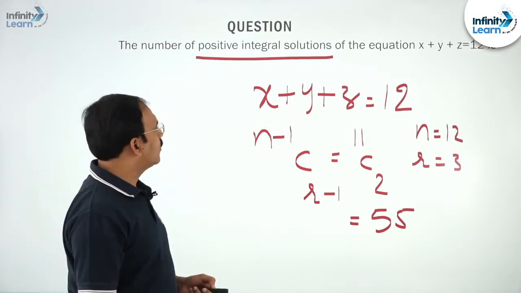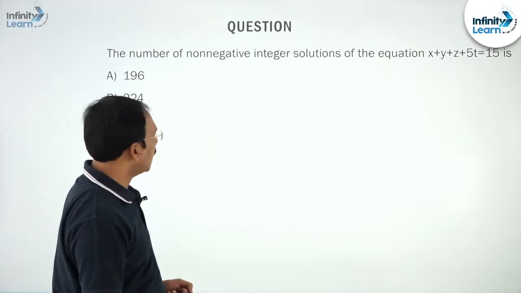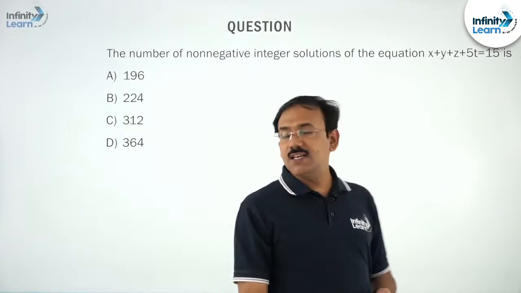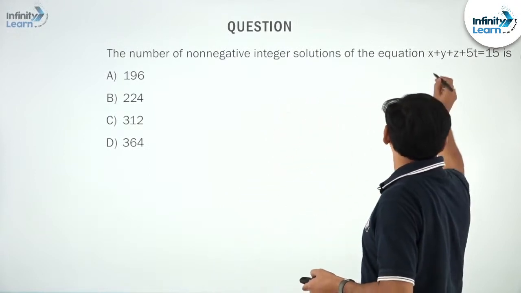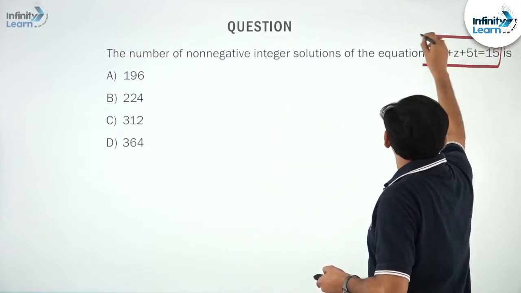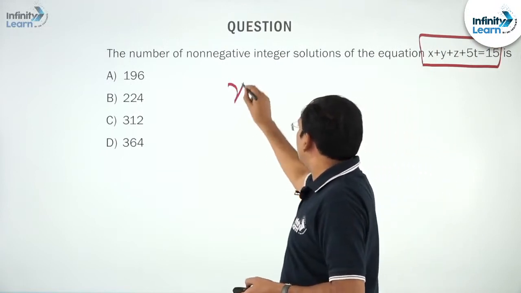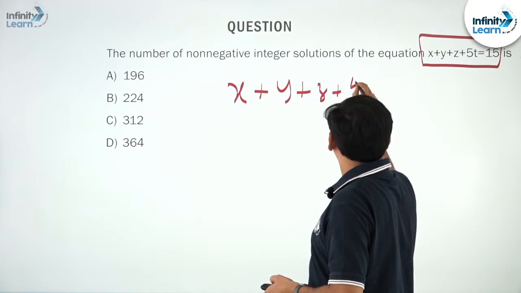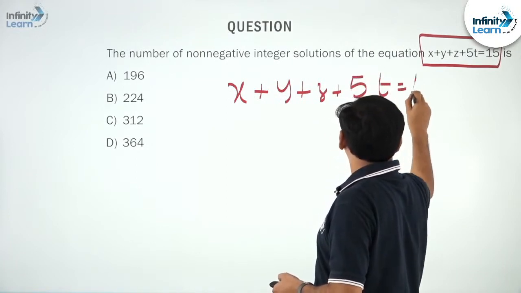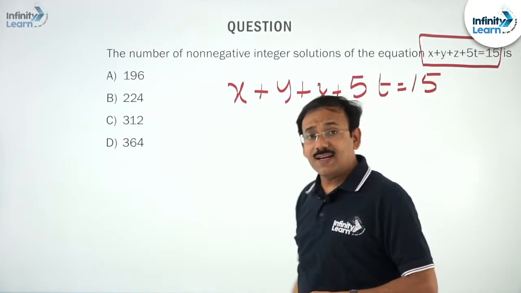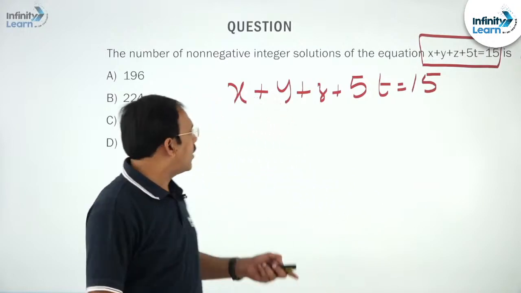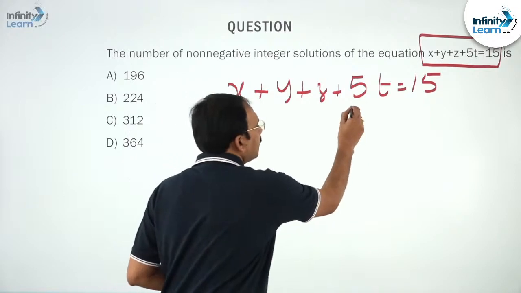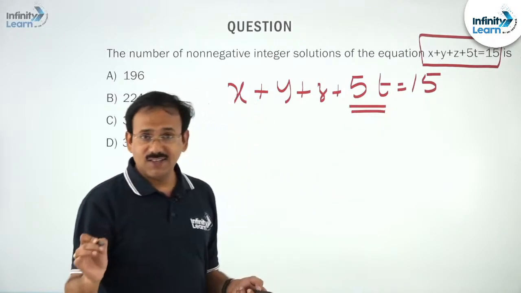Now, you see this question: the number of non-negative integer solutions of this equation. What is the equation given here? x plus y plus z plus 5t is equal to 15. Here it is not just t. If it were just t, I would have written directly, but 5t is given. Some multiple of a variable is given, but nothing to worry.